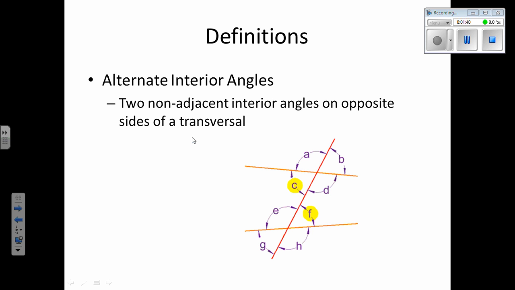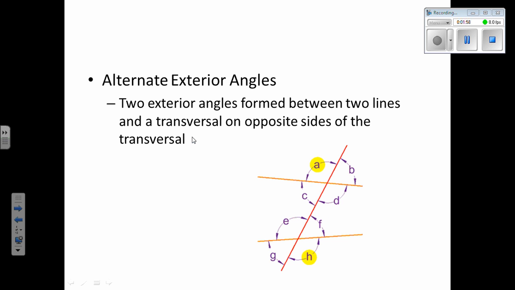So alternate interior angles: two non-adjacent interior angles on opposite sides of the transversal. So these would be like C and F, and it would also be E and D. Alternate exterior angles: two exterior angles formed between two lines and a transversal on opposite sides of the transversal. So this would be like A and H and G and B.